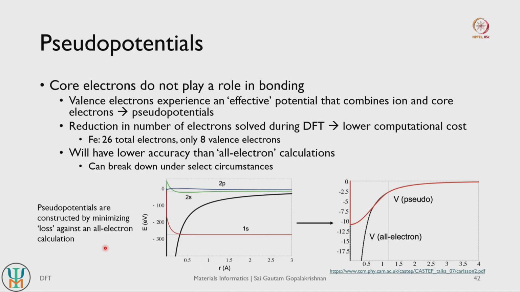So how are pseudo potentials constructed? The qualitative way to understand is they try to minimize some kind of a loss. So the loss could be in terms of energy predictions, and the loss could also be in terms of what kind of potential your valence electrons actually observe beyond a certain distance from your nucleus. So pseudo potentials are constructed by minimizing some kind of a loss against an all electron calculation. So you do a reference all electron calculation once, and then you construct a pseudo potential that mimics the all electron calculation, and then you use the pseudo potential moving forward.